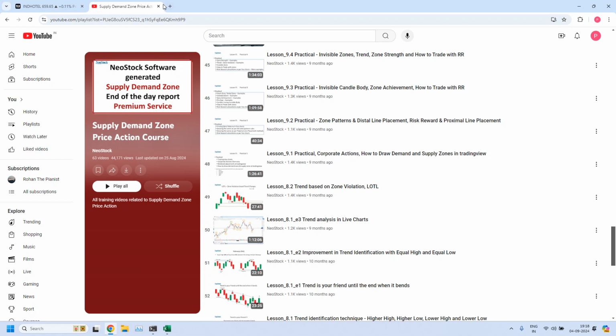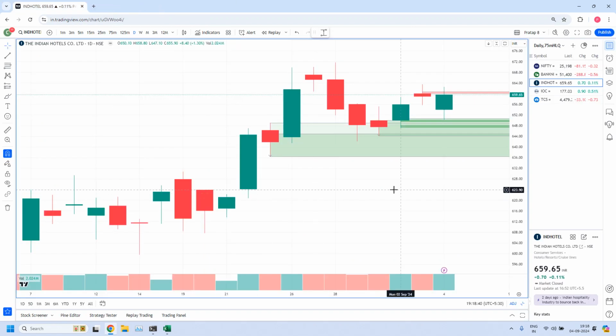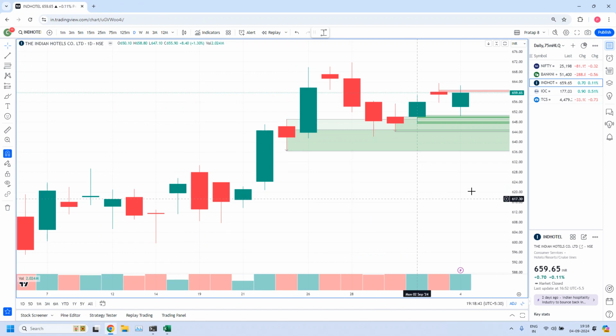Now let's get into the performance evaluation of the high liquidity zones. Yesterday we identified 3 high liquidity zones and the first one is Indian Hotels. It is a daily high liquidity demand zone, rally base rally. This is what our software identified as a high liquidity zone.